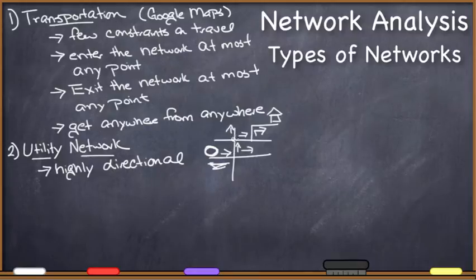And then when you encounter junctions, the junctions will specify which are valid turns to make and which are not. So very highly directional, many constraints on the travel.